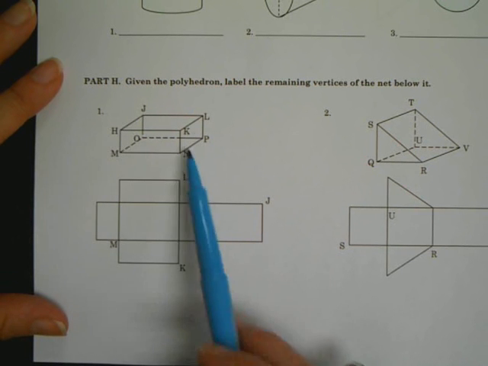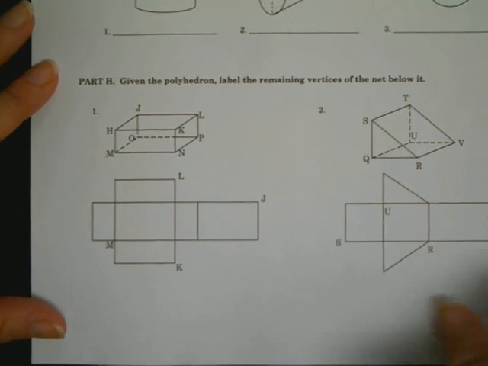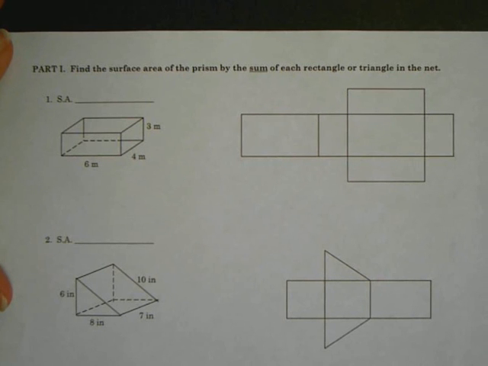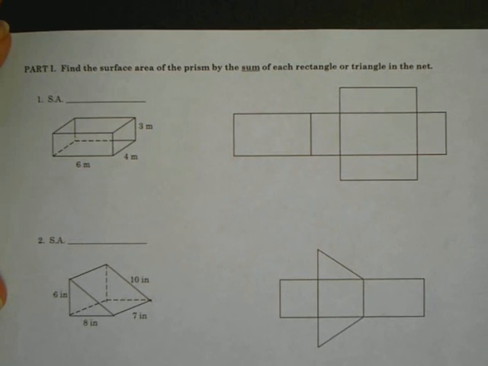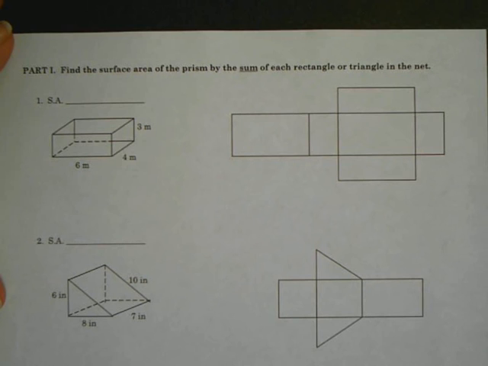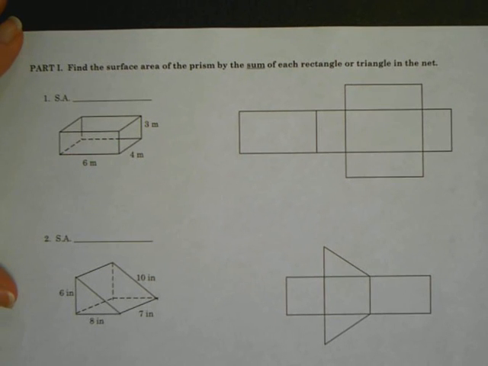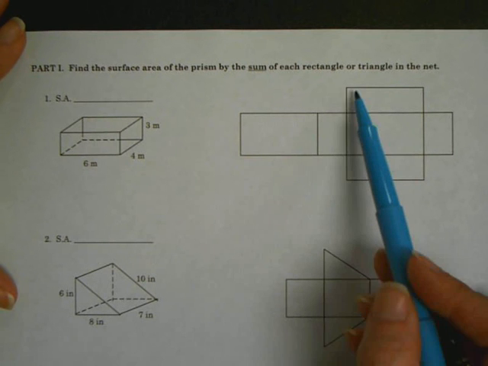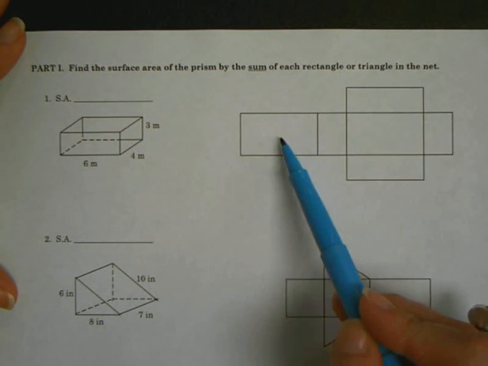And then last but not least, part I, find the surface area of the prism by the sum of each rectangle or triangle in the net. So instead of using a surface area formula, you're going to mark the different dimensions on each of the rectangles, find the area of each rectangle, and then add it together for total surface area. And that will be it.